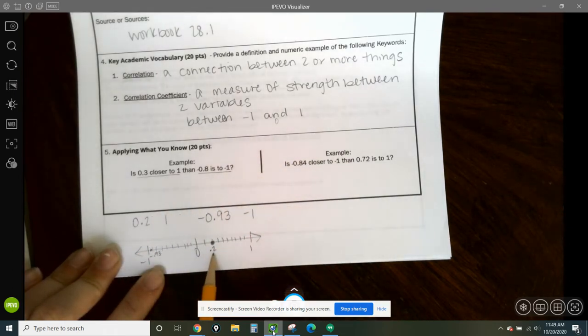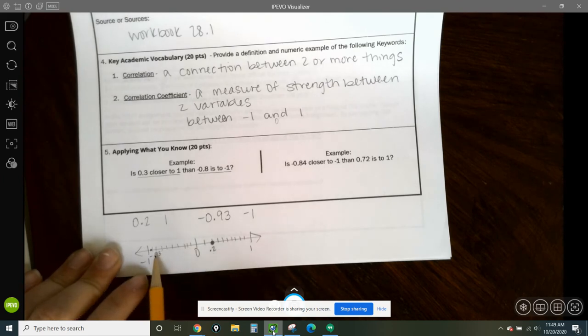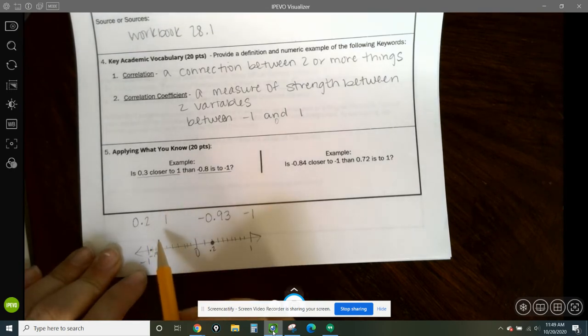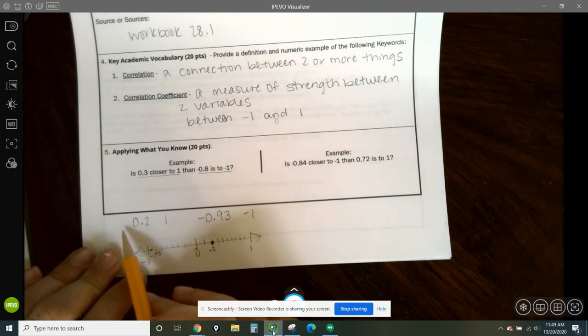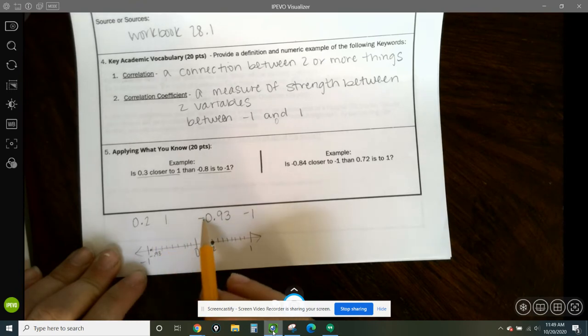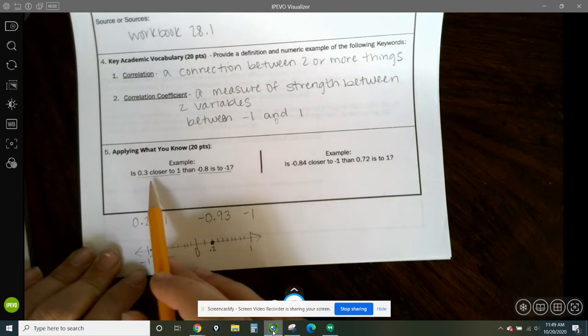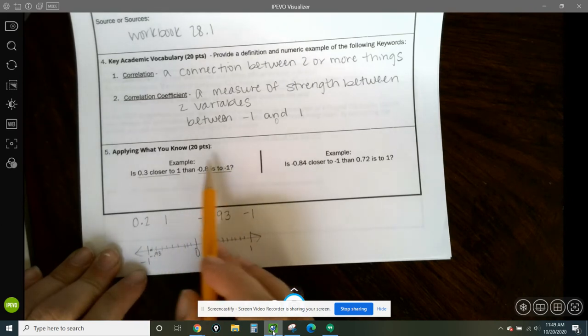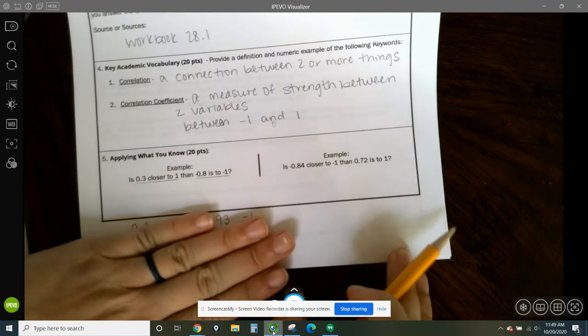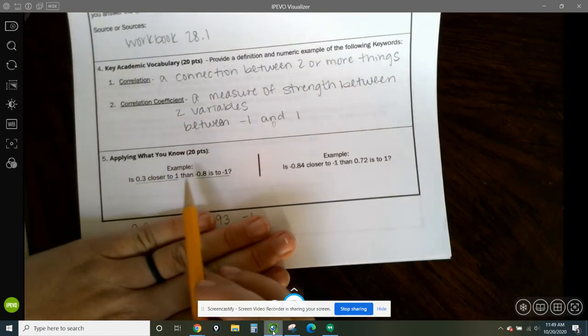So negative or positive 0.2 is not as close to 1 as negative 0.93 is to negative 1. So if my question said, is 0.2 closer to 1 than negative 0.93 is to negative 1, I would say no, it's not closer. So take a minute and answer the question that you have printed on your paper. Don't answer about my numbers. You answer about your numbers.